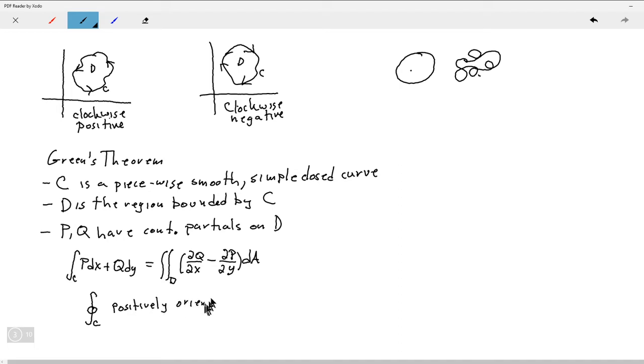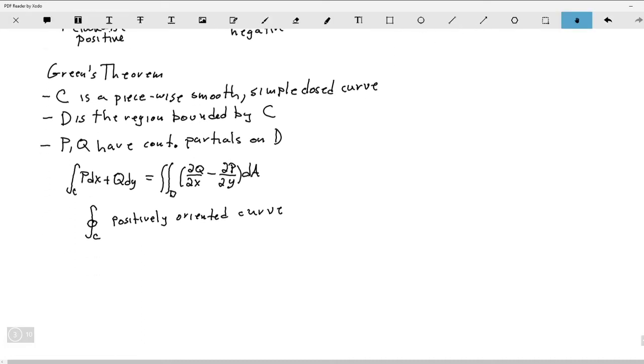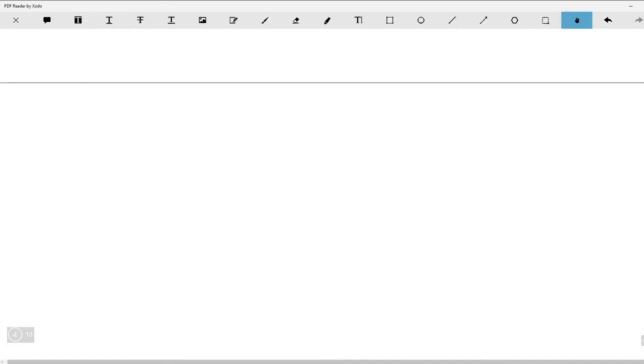All right, so this is for a positively oriented curve. And when we look at Green's theorem going in this direction, from here to here, when we move backwards, we're looking at positively oriented curves. Okay, so let's look at a couple of examples, a couple of different ways that we can apply Green's theorem here. All right, let me just go to a new page.